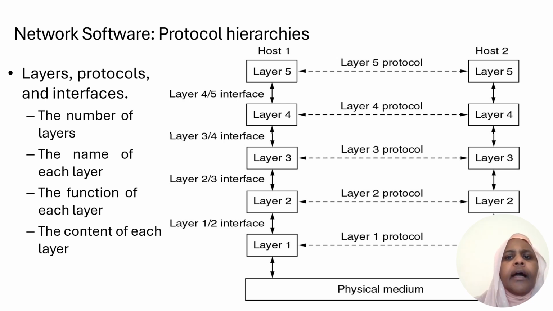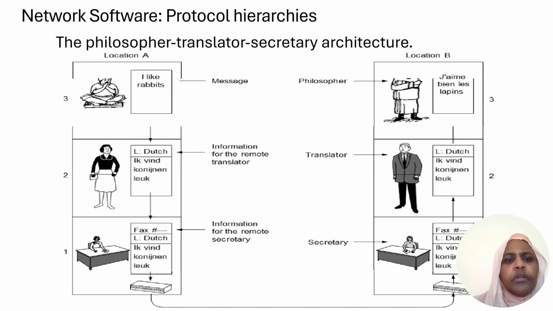In order to make a model, there are certain things to be considered: the number of layers, the name of each layer, the function of each layer, the content of each layer. As an example, we have two philosophers who would like to communicate. One of them speaks English and Urdu, and the other speaks French and Chinese. Apparently, they cannot communicate directly, so they need translators. One translator speaks English and Dutch, and the other speaks French and Dutch. So they will use a common language, which is Dutch, to communicate with each other. There are secretaries who are in charge of the actual communication, of sending the data physically.